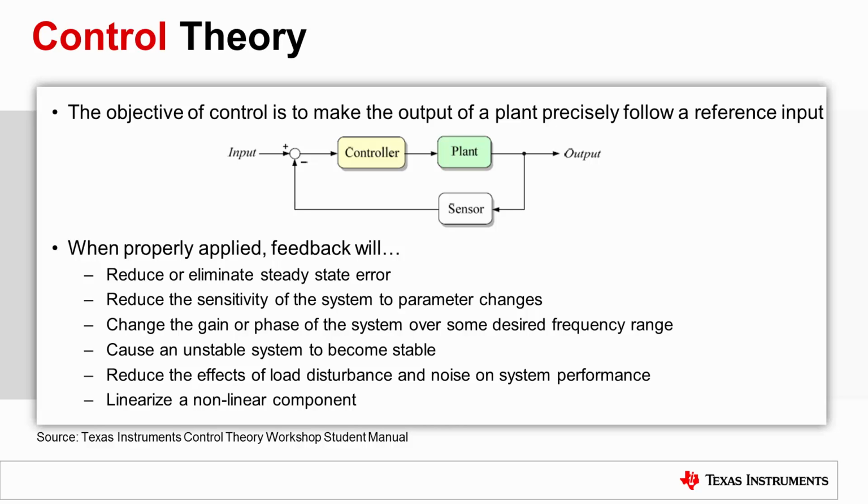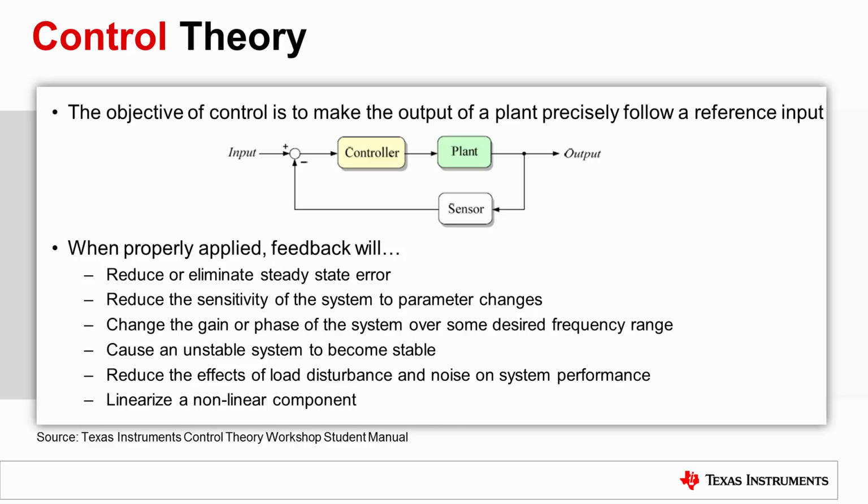The objective of control theory is to control the plant, in this case a buck converter circuit, so that its output follows a reference signal. A controller is designed to monitor the difference between the sensed output and the reference, which produces an error signal. This error signal is fed back to the controller, which adjusts the plant operation, in this case the duty cycle, to bring the sensed output closer to the reference.